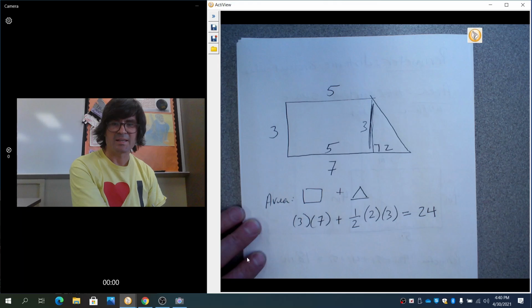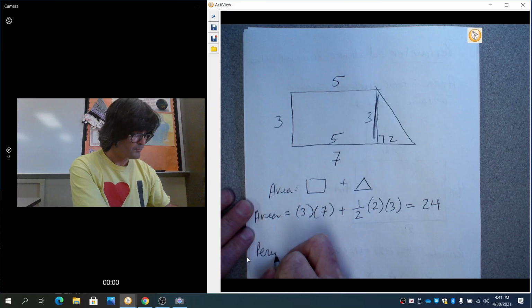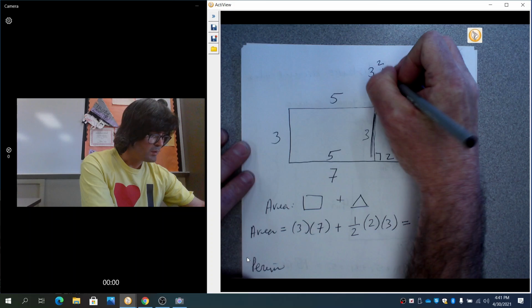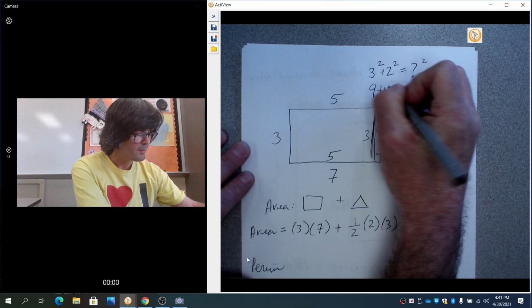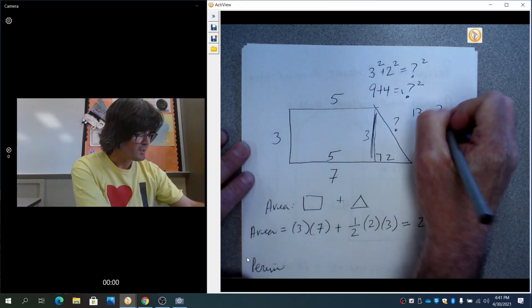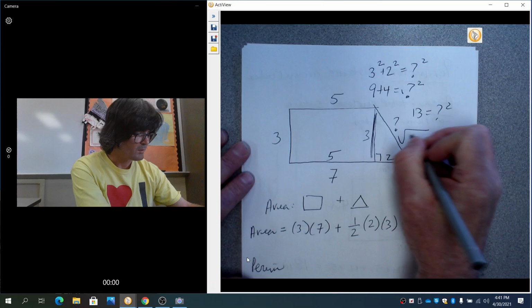So let's do perimeter. We've got this side, this whole side, but we don't have that side. So you have to use the Pythagorean theorem here. I'll make that question mark. 3 squared plus 2 squared equals question mark squared. The Pythagorean theorem says this side squared plus this side squared is equal to this side squared. So we've got 9 plus 4 is 13, equals question mark squared. So this is the square root of 13.